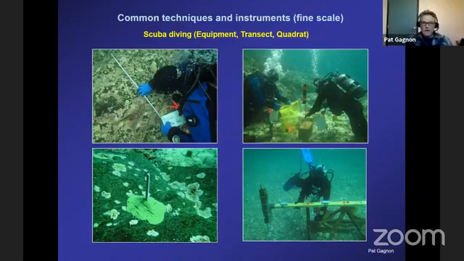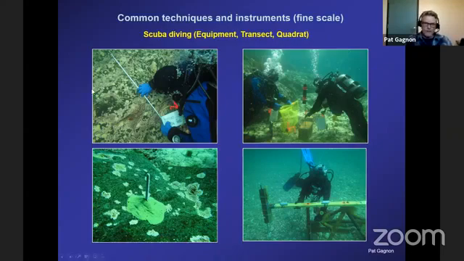So now I'd like to get into some of the techniques and instruments we use for marine habitat mapping. I'm going to start at the fine scale, which means that you're working on a very tiny area. The benefit of doing that is that you can be very good at looking at the organisms that affect things over a very small scale, a fine scale. So I'm going to say a few things about scuba diving. I could spend a full lecture on that, but I'm going to limit myself to what we see on those pictures here.